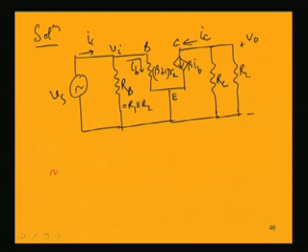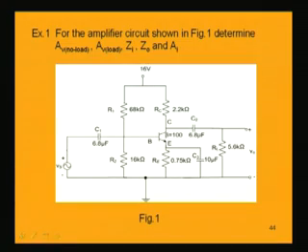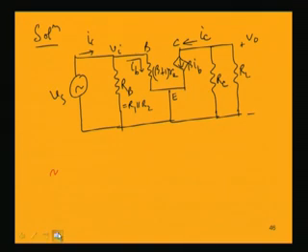Now, in order to know what is RE, again we have to consider the DC equivalent circuit. The values of RL and RC are given, and the value of beta for this circuit is given as 100. So, now in order to know RE, let us consider the DC equivalent circuit.